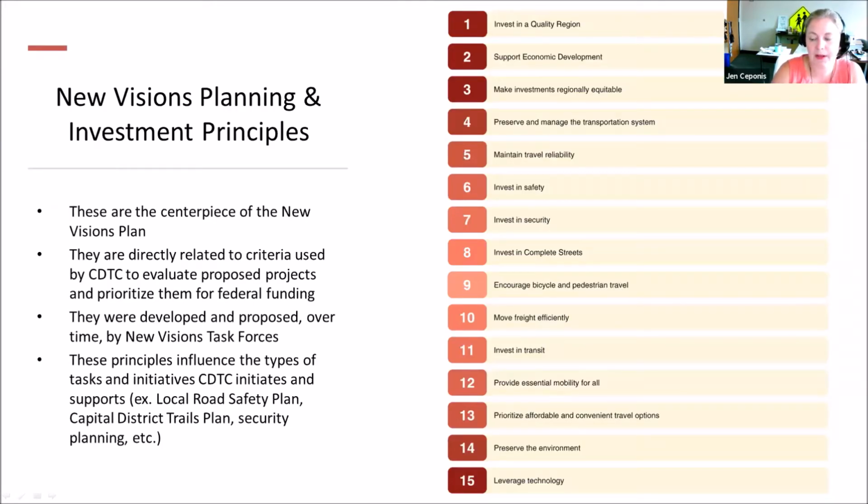And the Nuvisions planning and investment principles are the centerpiece of this plan. There's 15 principles, and these influence the types of tasks and initiatives that CDTC supports. So as you can see, invest in complete streets is its own principle, but many of our other principles are related to implementing complete streets and creating a more safe, walkable, multimodal, and livable capital region.